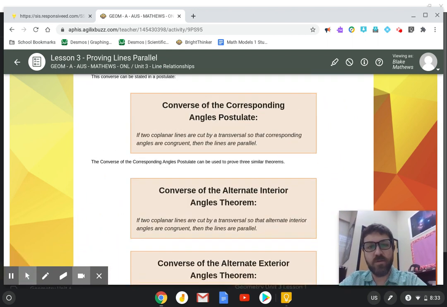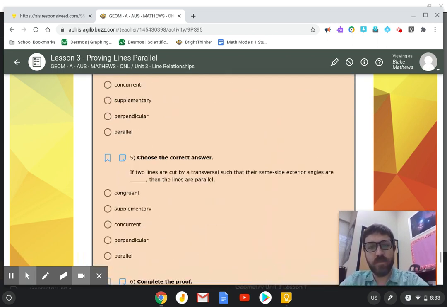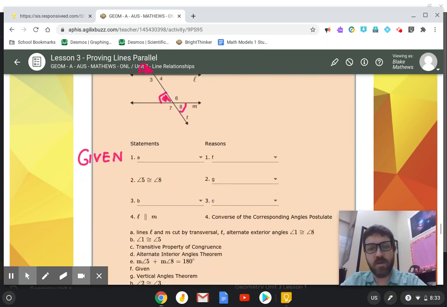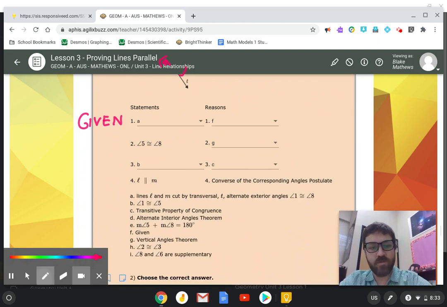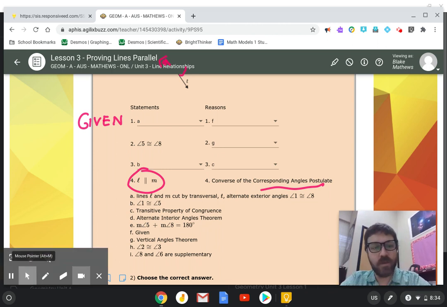Here it is. If two coplanar lines are cut by a transversal so that the corresponding angles are congruent, then the lines are parallel. And we just proved that 1 and 5 were congruent. Since we did that, we can use the corresponding angles postulate, which is right here. It says under the reason, to prove that line L and line M are parallel. All right, so that's that proof.